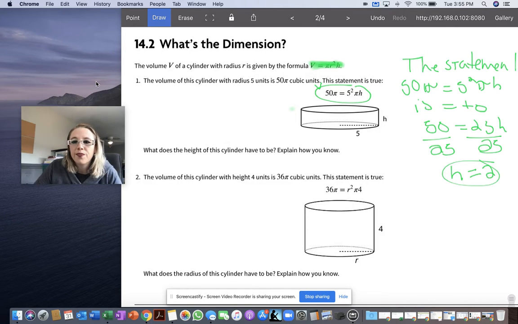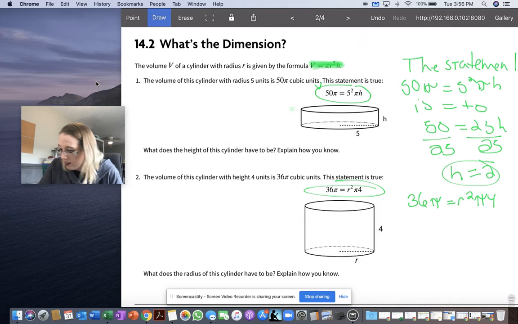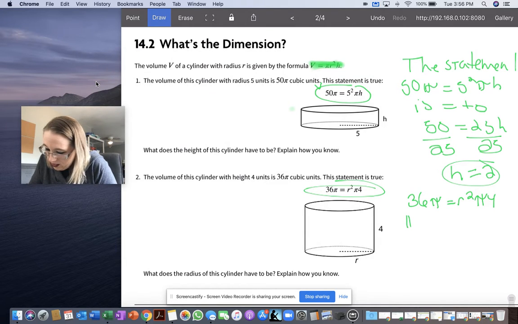Okay? So for number 2, the volume of the cylinder with height 4 units is 36 cubic units. This statement that they gave you again is true. So what does the radius have to be? All you're going to do is solve for r, okay? So 36 pi equals r squared times pi times 4, okay? If you use your calculators, which is totally fine, 36 pi is 113 point, we'll just say 0.1, equals r squared, and then pi times 4 is 12.57.